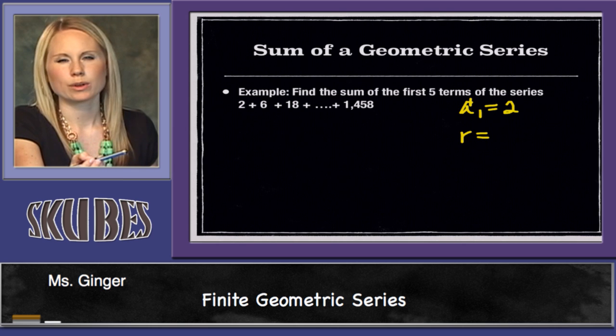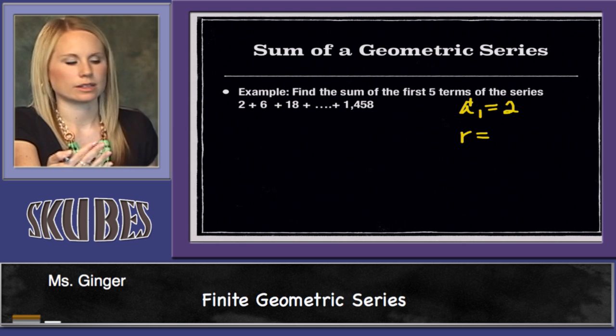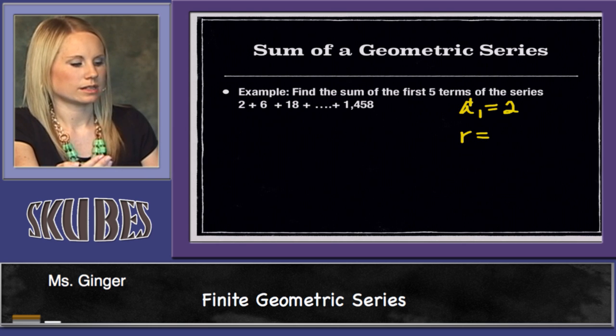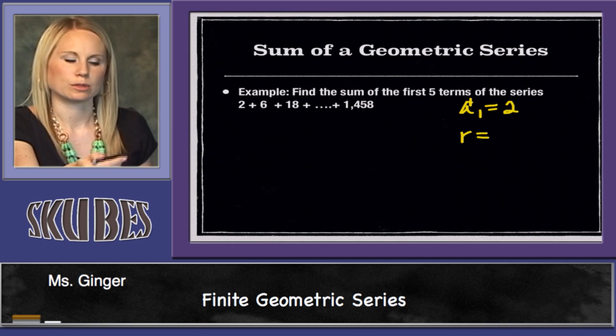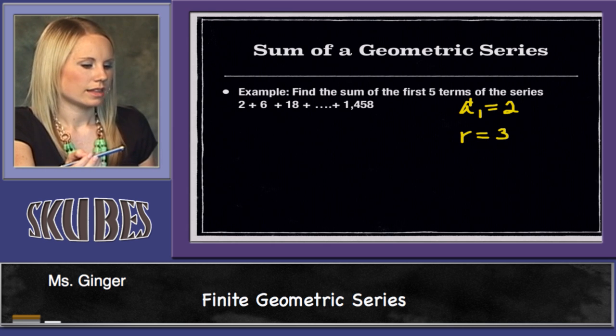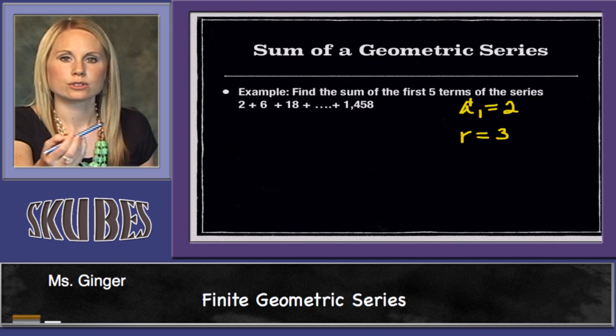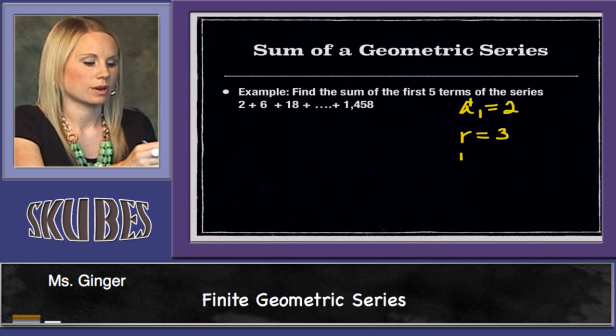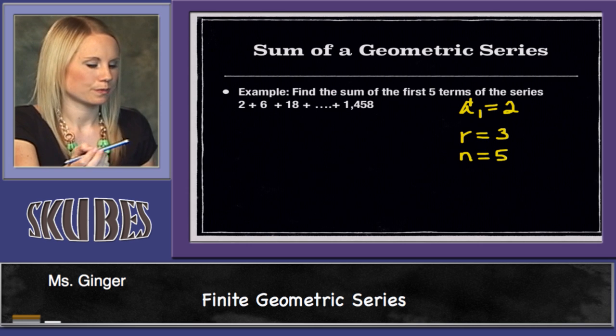And we also need to know the common ratio. So we need to figure out what each term is being multiplied by to get to the next term. So from 2 to 6 and then 6 to 18 looks like they're being multiplied by 3. So that's our R. And then we're going to find the sum of the first 5 terms. So our N is going to be 5, the amount that we're referring to.